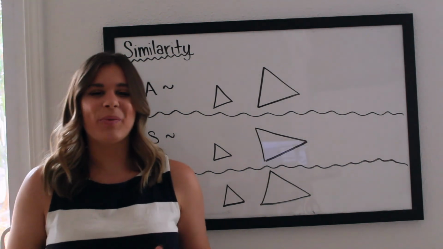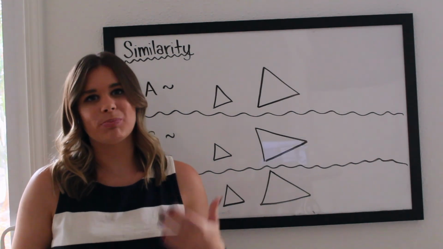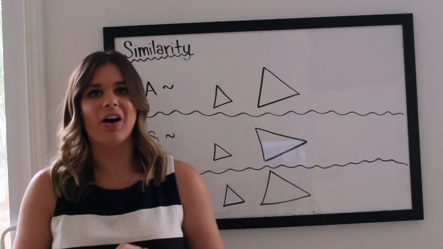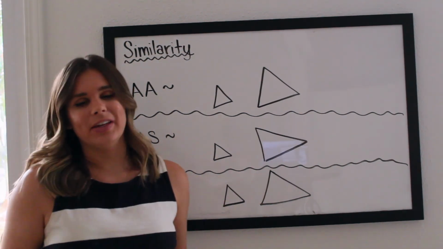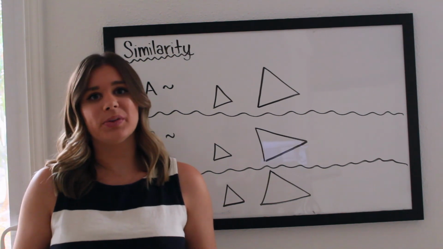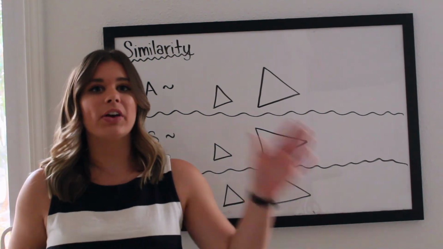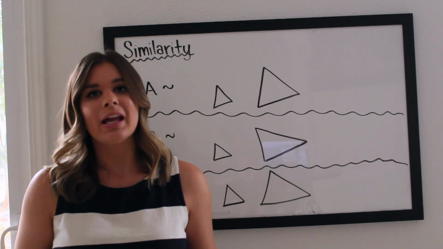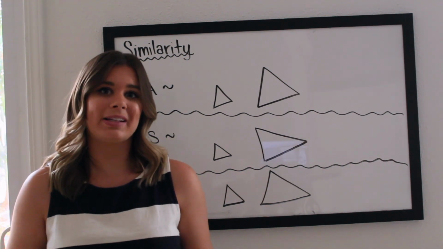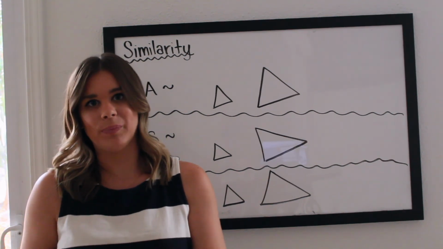Okay, so now we're going to get into how to actually prove that two triangles are similar. So, the main idea of this is that two triangles are similar if all of their corresponding angles are congruent and all of their corresponding side lengths are proportional.